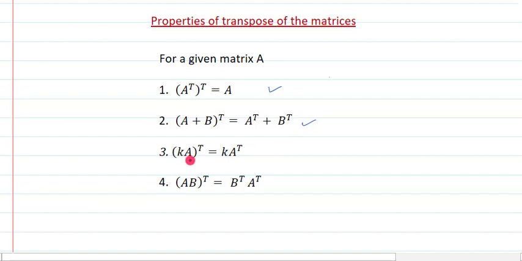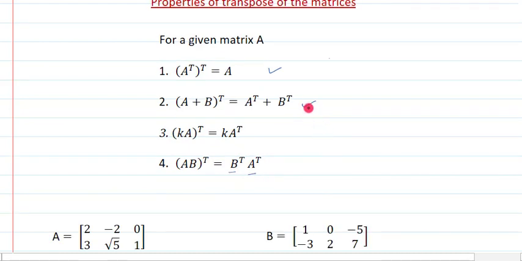Next is kA power T, means kA whole transpose is equal to k A transpose only, where k is any scalar. AB whole transpose is equal to B transpose A transpose. So we should be very careful about this property. In all other properties we are saying there is no change of order, but AB whole transpose becomes B transpose A transpose. It is very easy to prove these properties. So just take matrix A and B and try to prove all these 4 properties.